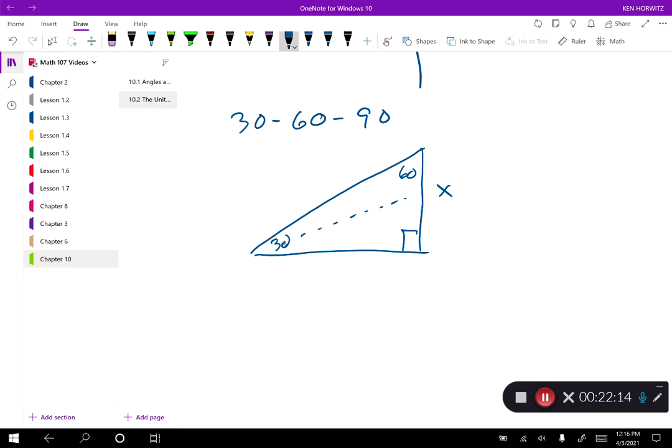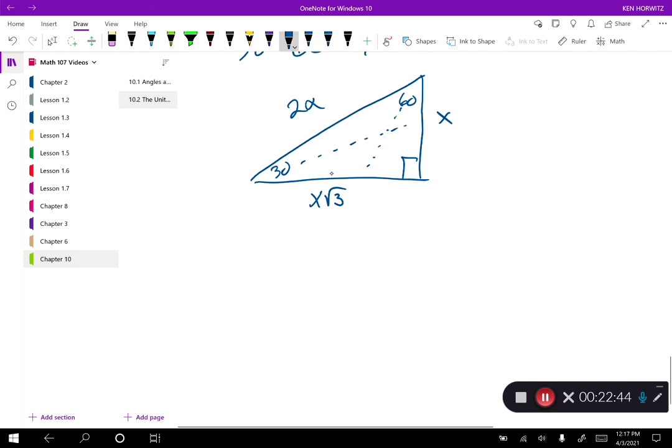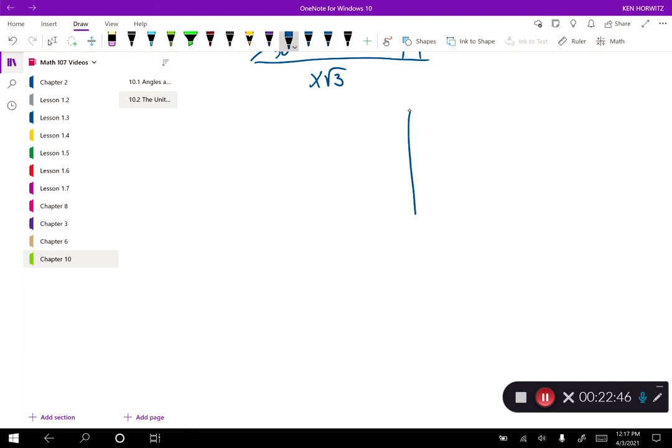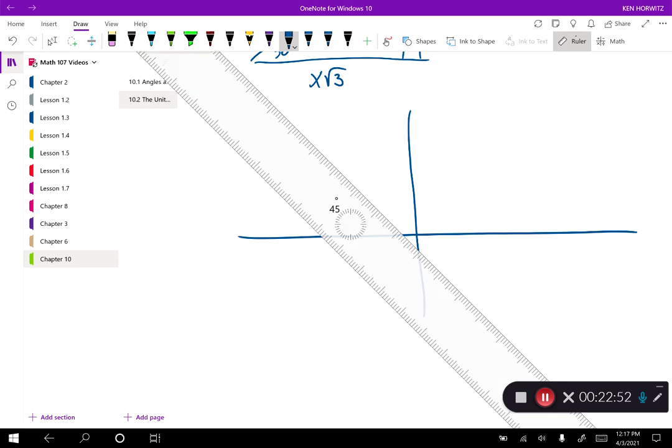All right, so the side across from the 30-degree angle is your smallest side. The side across from your 60-degree angle is the next biggest side. You learned that in geometry already. So I'm going to say it's X times the square root of 3. And your hypotenuse is the largest side, and that is 2x. And these ratios hold for any 30, 60, 90 triangle. All right, so if I want to take from my unit circle, and I'll use my ruler.